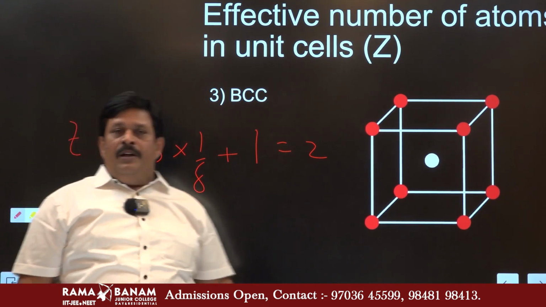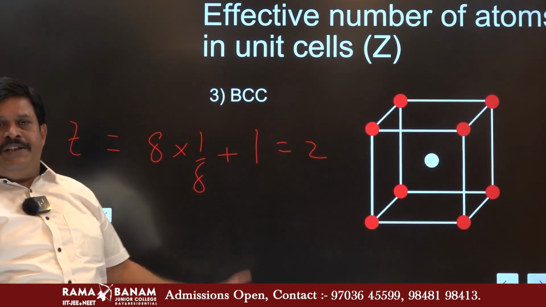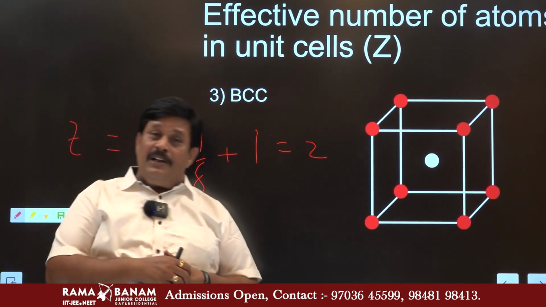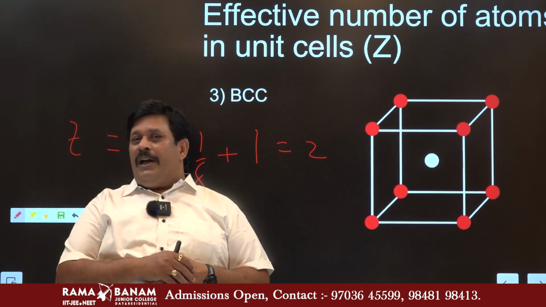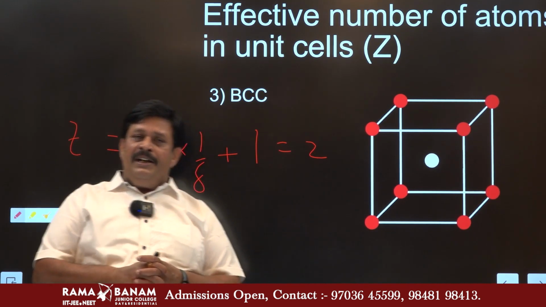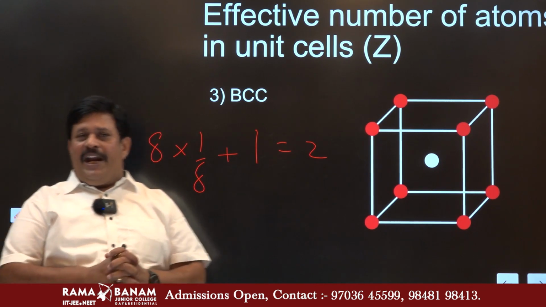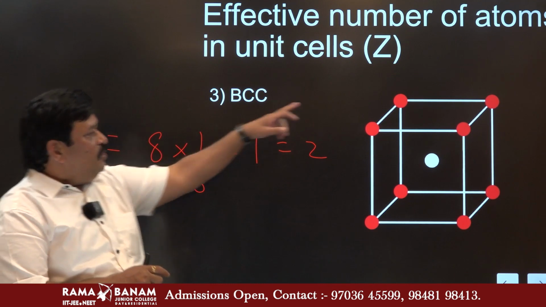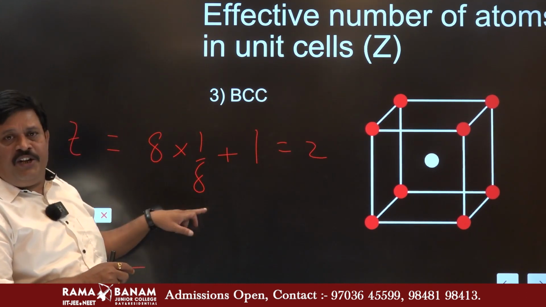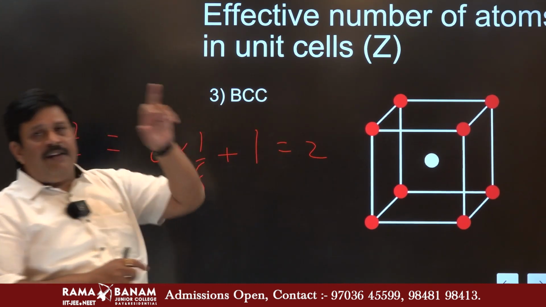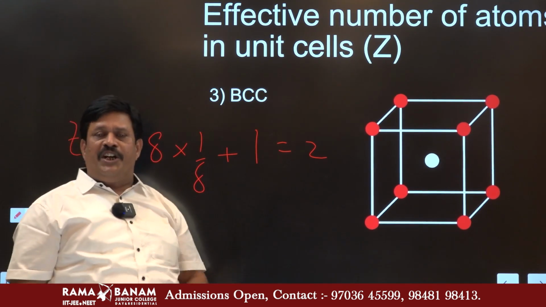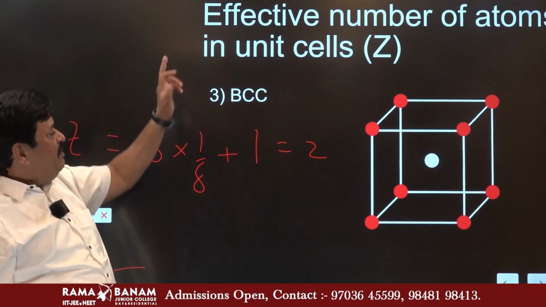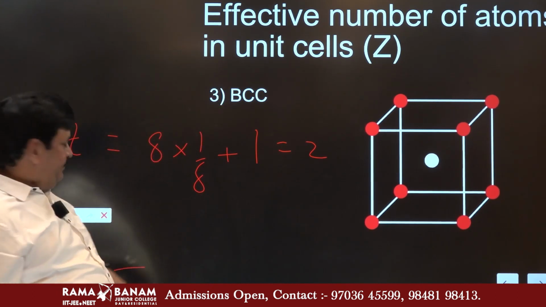One more time. See on that board, the BCC unit cell is given, and clearly where the particles are present is also mentioned. The particles are at body corners and the body center. Body corner contribution is 1 by 8, and the number of such body corner particles is 8. So due to 8 body corners, the contribution is 8 into 1 by 8. And there is one particle which is confined to 1 and only 1, not shared by any other unit cells. So the effective number of atoms, that is Z for BCC, is 2.